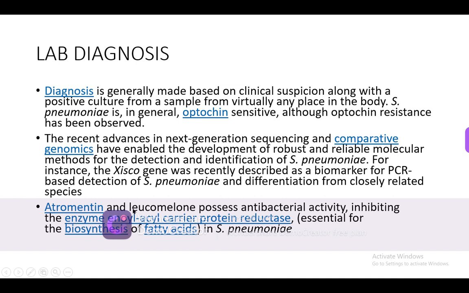Atromycin possesses antibacterial activity, inhibiting the enzyme enoyl acyl carrier protein reductase, essential for the biosynthesis of fatty acids in Streptococcus pneumoniae. So it will also be used by microbiologists to separate these colonies from the other colonies. It is inhibiting this enzyme, which is essential for the biosynthesis of fatty acid, which Streptococcus pneumoniae needs to maintain the cell wall. So you can separate it also by this means.